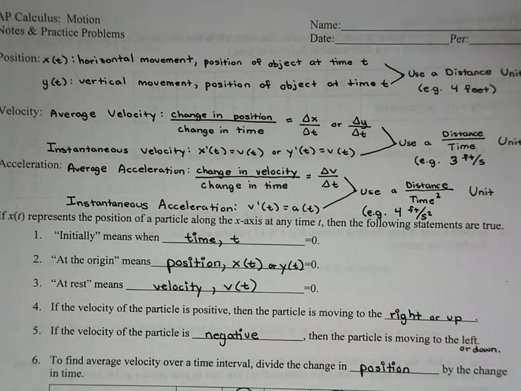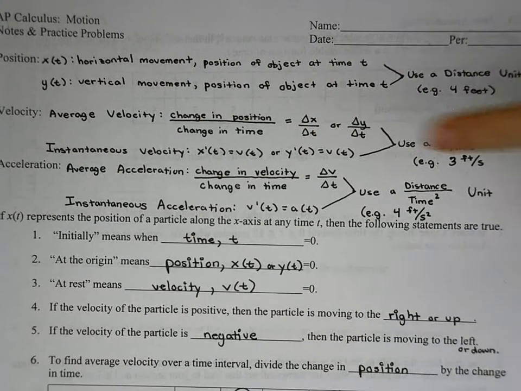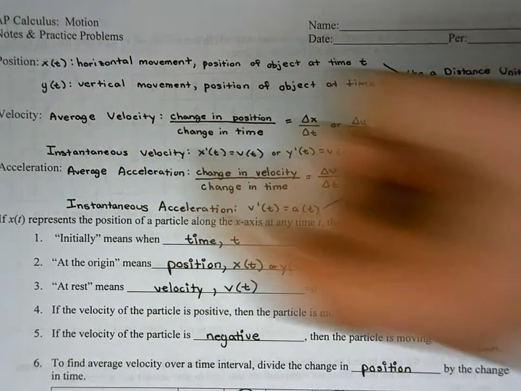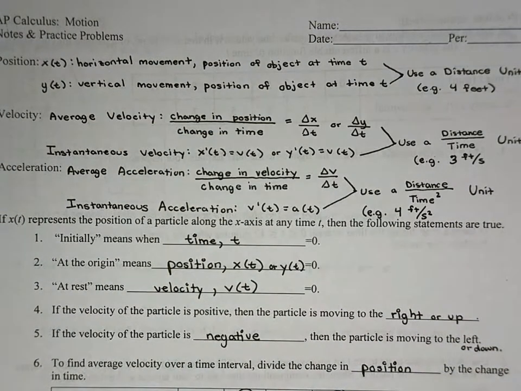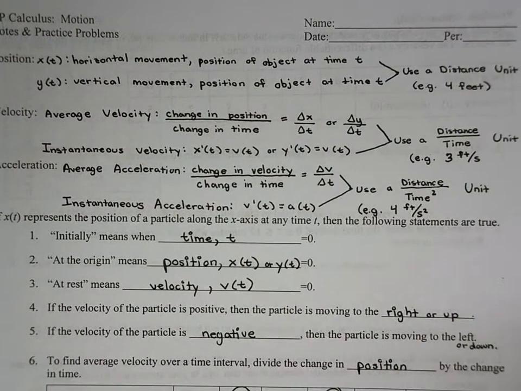Position is a location of an object, for example, a particle. We typically will use x of t if we're moving horizontally, y of t if we're moving vertically. Every once in a while you'll see an s of t or something like that. And when we are discussing the position, we use a distance unit, for example 4 feet or 3 inches or 2 meters, something like that.